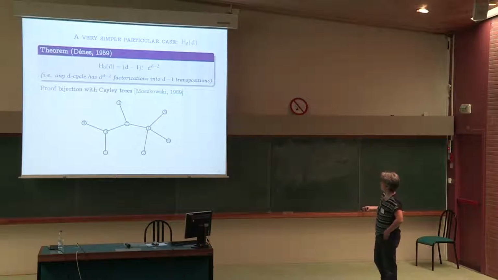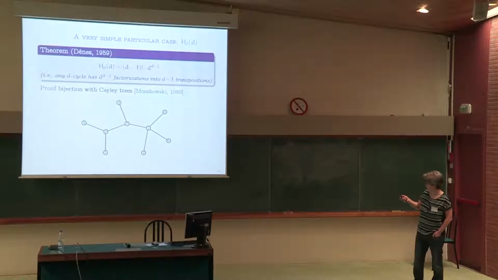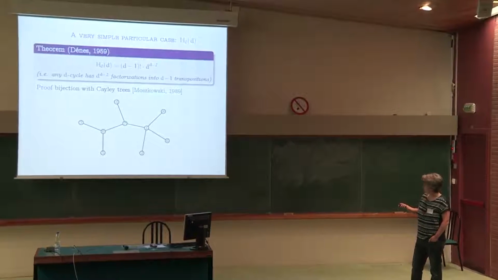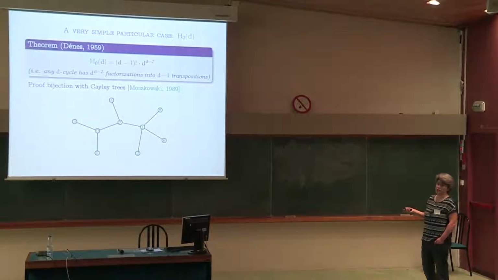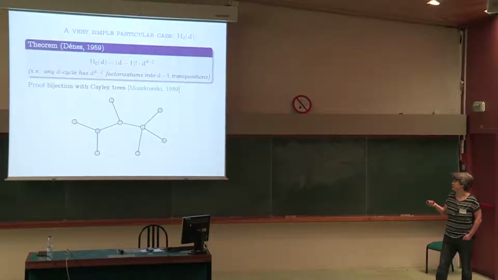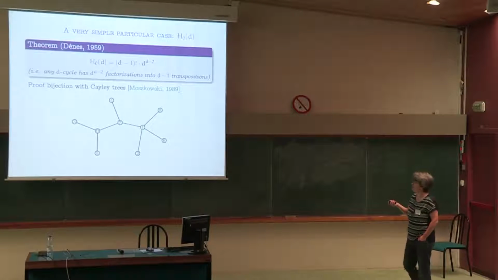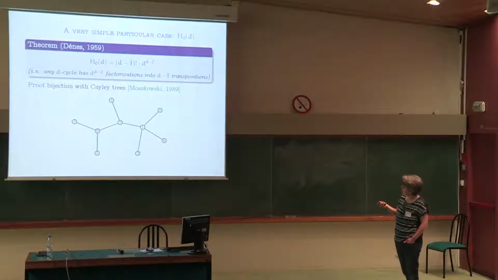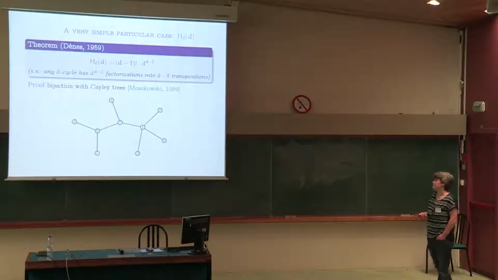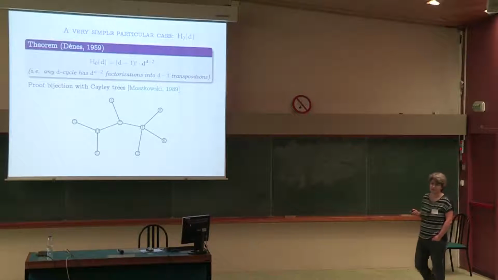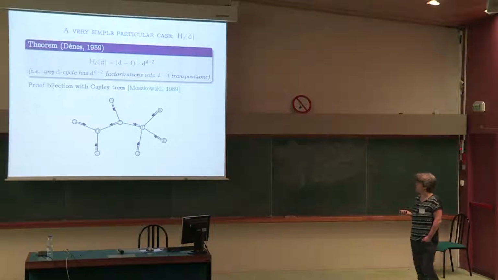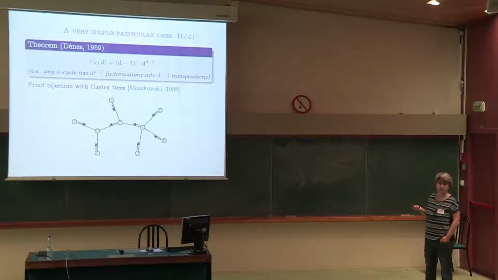So the proof here is due to Moszkowski. First of all, you suppose you start with a Cayley tree, that is a tree with, usually they are described as trees with labeled vertices and unlabeled edges. Actually, this is probably not a good way to see them. So I will push the labels on the edges.